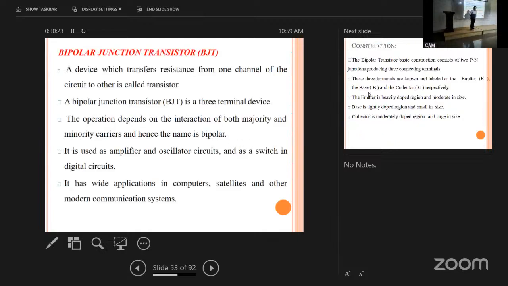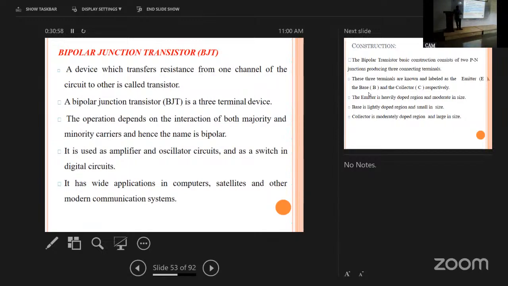Why are you saying bipolar junction? What is the meaning of bipolar? Here the major current flowing through the transistor takes place by both majority charge carriers as well as minority charge carriers. Because majority and minority charge carriers are responsible for the flow of current, that's why you can say bipolar junction transistor.